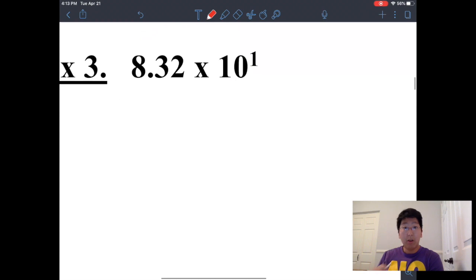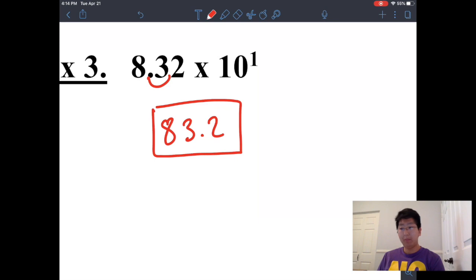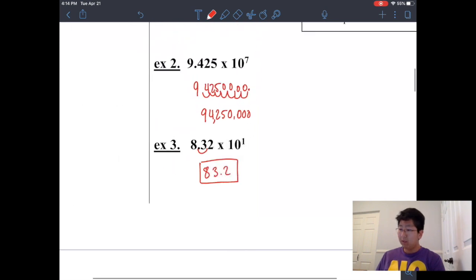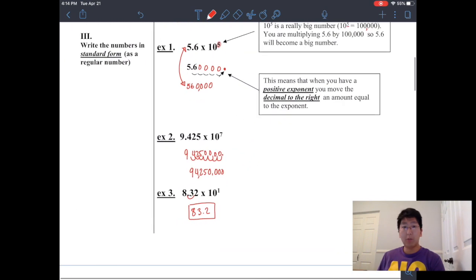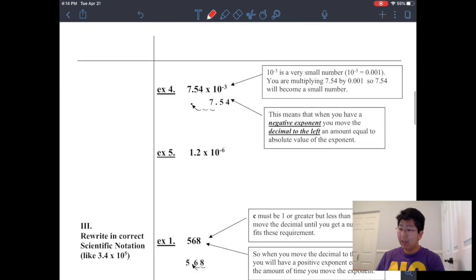So we're going to take this number, 8.32 times 10 to the first power. Now 8.32 is a number that's larger than 1 and less than 10. So this right here is a valid C. And what we're going to do is we're going to move the decimal point over 1. So this is going to be 83.2. Okay? And that is our number. Okay? So these are our examples when we have positive exponents and the decimal point is going to move to the right, meaning that the number is bigger. Okay? Now, what if we have a negative exponent?